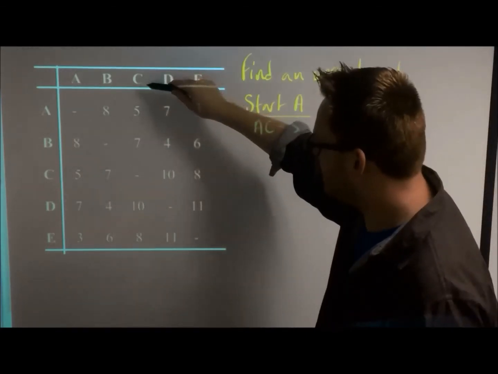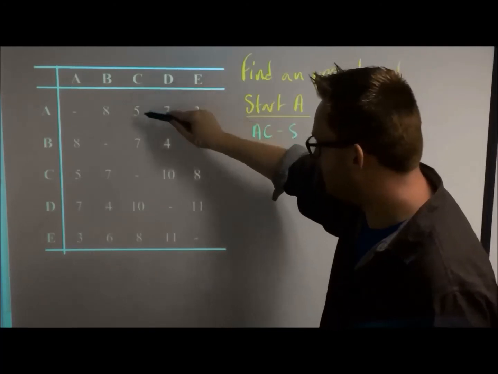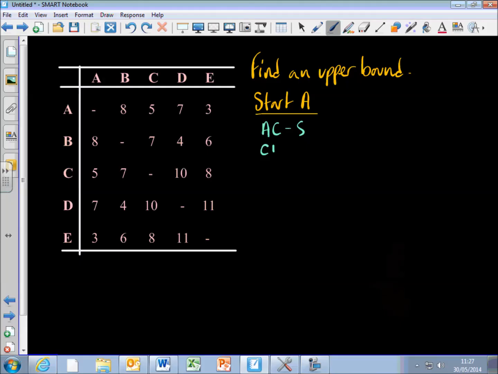The nearest place to C that I haven't already been to is B. So C to B is 7. And now I'm at B. The nearest place to B that I haven't already been to is D, which is just 4. So B to D is just 4. And now I'm at D. The nearest place to D that I haven't already been to is E. In fact, E is the only place I haven't been to, which is 11.